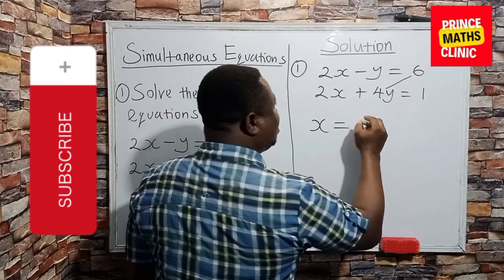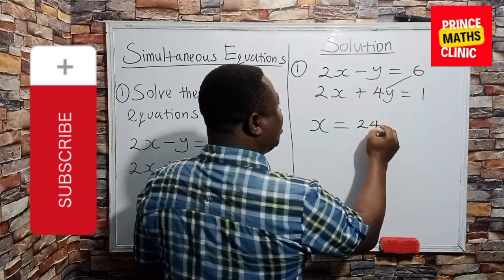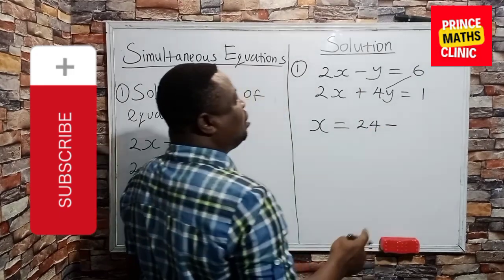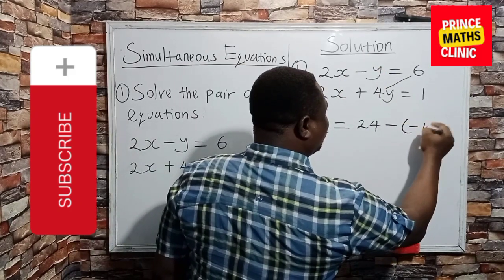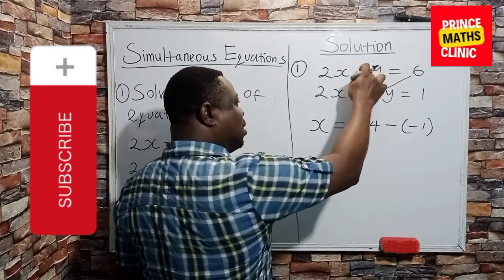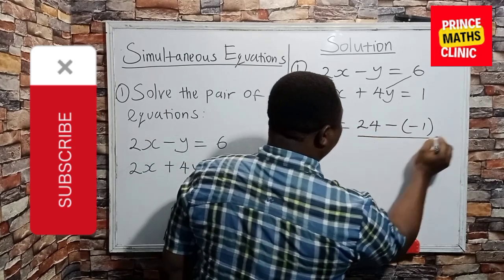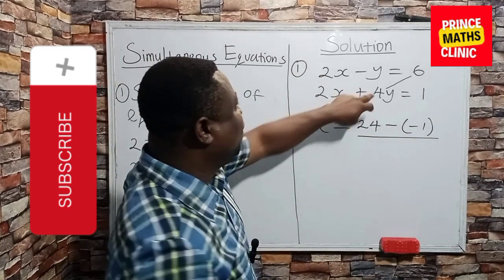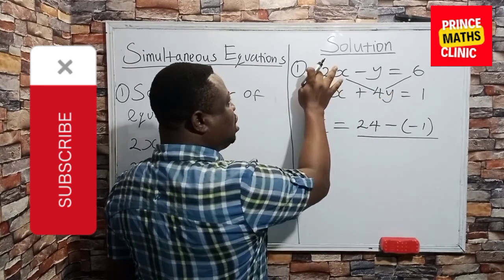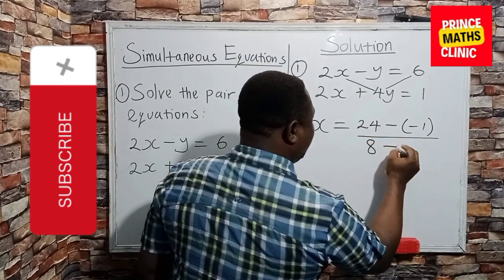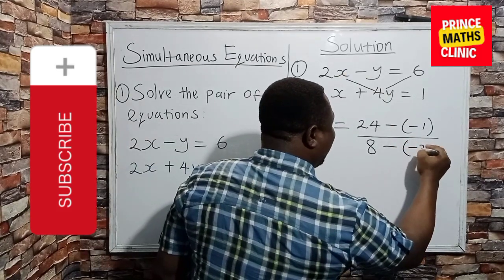So 4 times 6 is 24, because this is positive 4 times positive 6. Then I'm going to put a minus here. Then 1 times minus 1 will give us minus 1. Then remember there must be a minus here. Good. Then all over. Then I'll come here and say 4 times 2, positive 4 times positive 2 is 8. Then I'll put a minus. Then 2 times minus 1 will give you what? Minus 2.